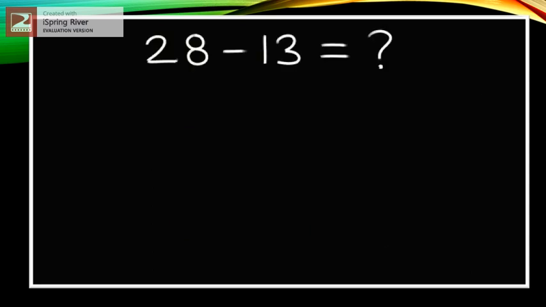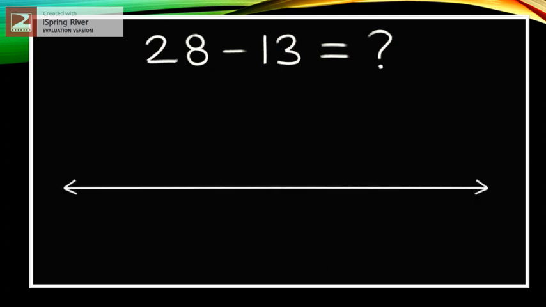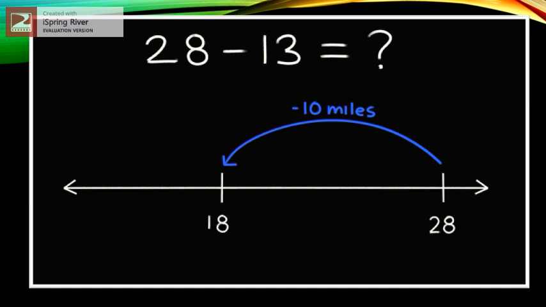Let's try that. Okay, so here's the problem I have to solve. 28 minus 13 equals what? Let's draw a quick number line to help. I will start at 28 for the 28 miles my friend first drove. Let's mark that. I need to subtract 13 because he went back 13 miles. But let's make this problem easier. Let's start by just subtracting 10. 28 minus 10 equals 18. Easy. Okay, I need to subtract 3 more, so I will hop back 3 more.